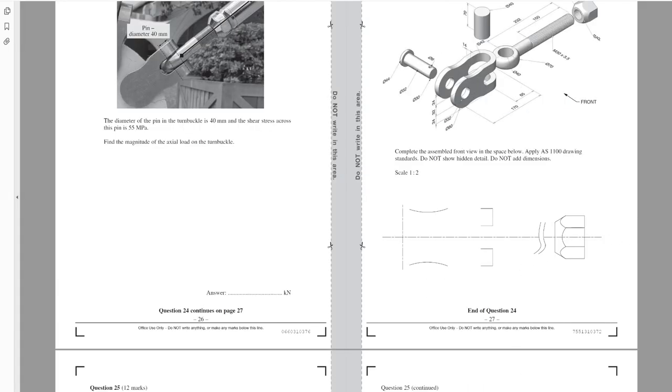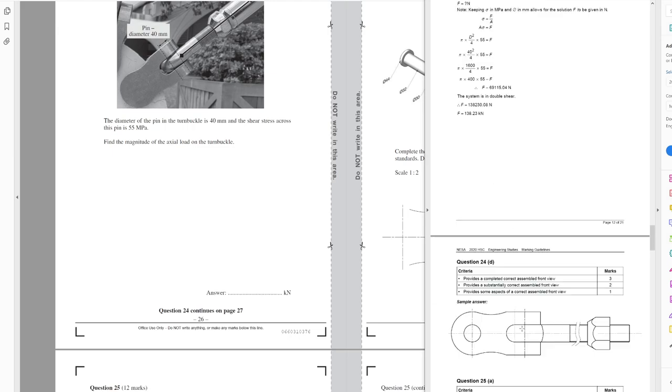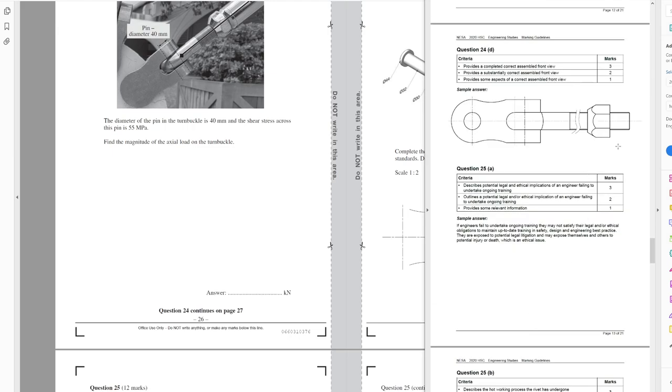So what did I draw as my answer? We'll have a look at their answer and we'll have a look at my answer. A couple of differences. The first thing is I really like that there's a center line shown in the sample answer. Having spoken to markers, there were not many people who added their own center lines into these drawings.